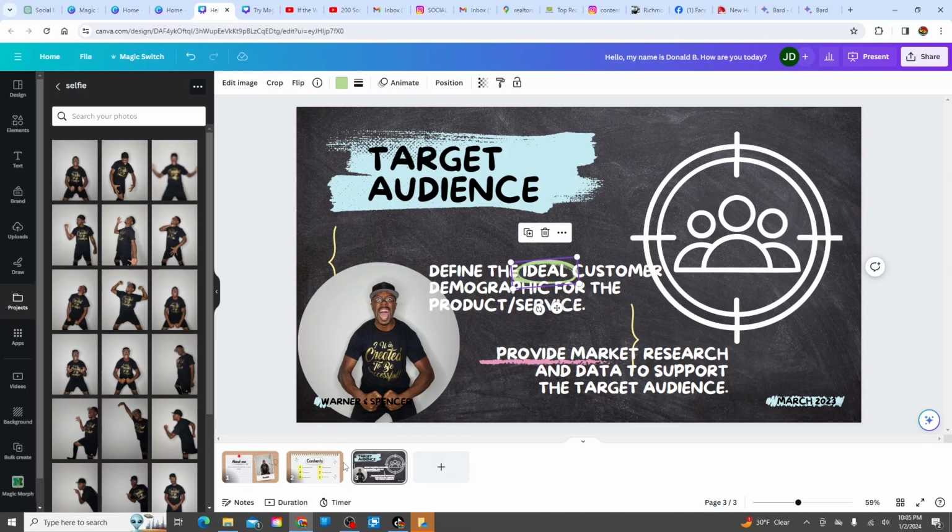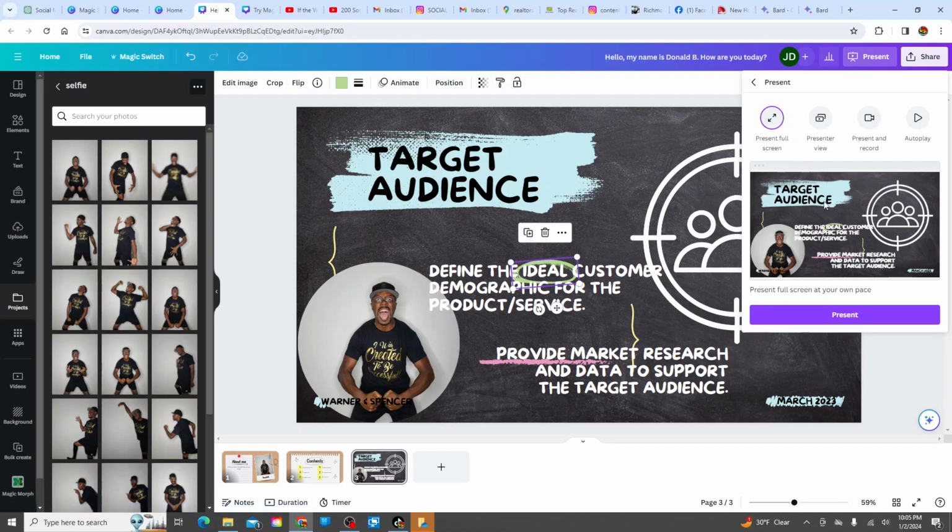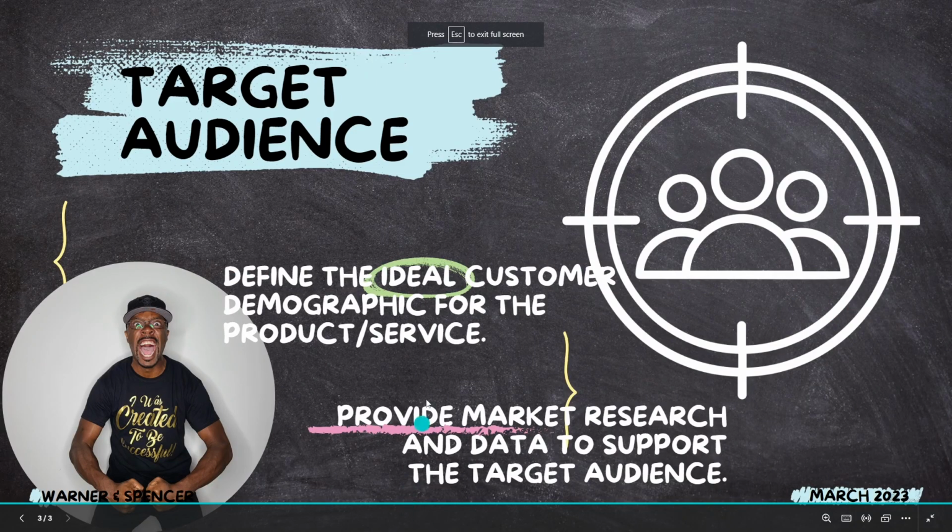Now you're probably wondering how do you present this? If you look here in the top right hand corner where it says present, next to share, click on present. And now this is where it is. Present full screen. You have presenter view, present and record, or autoplay. So let's go ahead and present. And then, booyakacha, just like that.